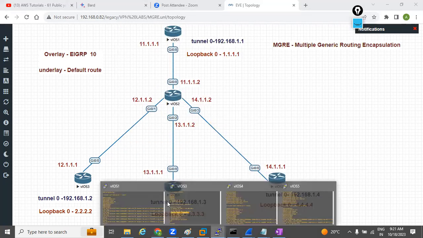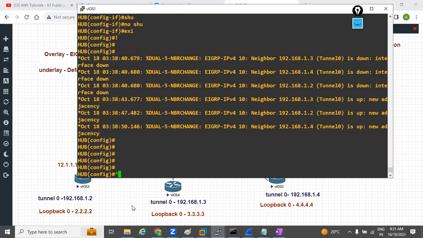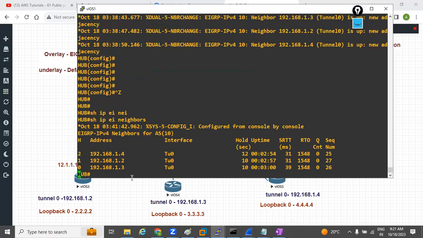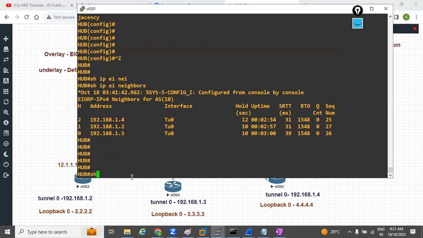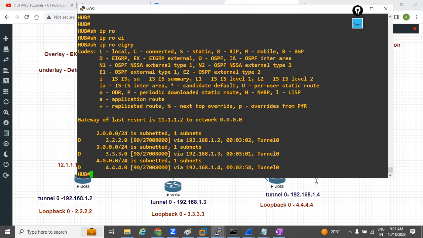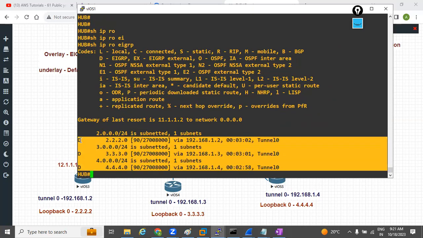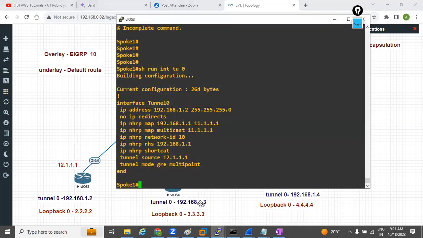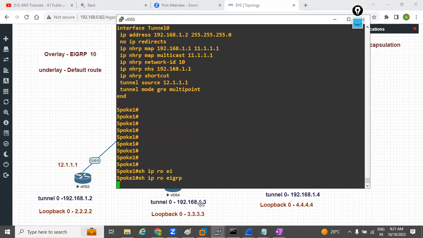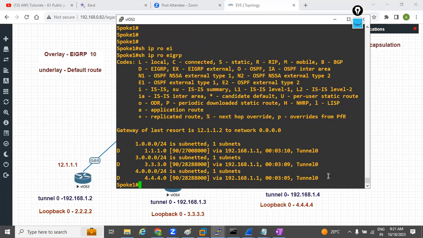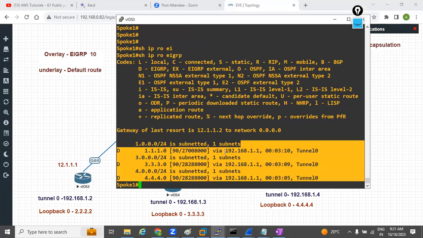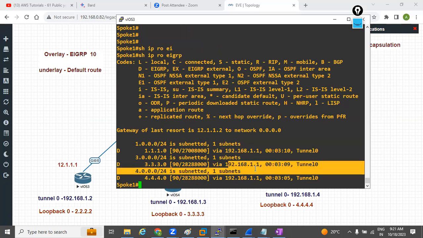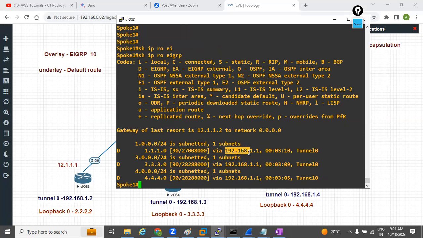So now we have done it. So show IP EIGRP neighbor, it's fine. Show IP route EIGRP. This is all clear. Now on spoke 1, show IP route EIGRP. This is again via 1.1 and via .2. Everything is showing not directly, it's showing just the hub here.